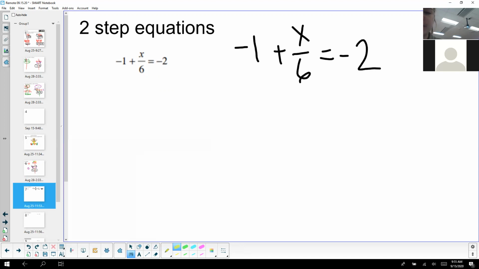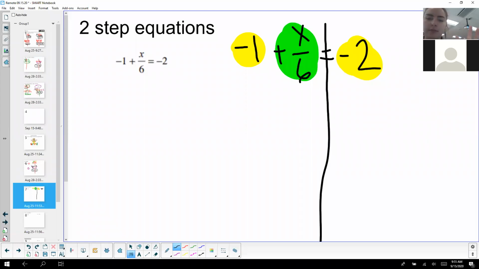First things first, I'm identifying my constants so that you can see what I'm talking about when I'm talking about a constant versus a variable term. Again, my constants are the ones that don't have a variable attached to them. My variable terms are the ones that have a variable in them. So that x divided by 6 has the variable in it, so we're going to save that for last. That constant term, we're going to start working on moving over to the right side, so we can start getting x by itself.